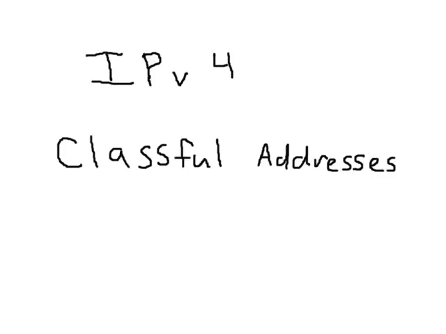All right, I'm going to talk about IP version 4 classful addresses. So in IP version 4, there are 5 classes. Now, not all the classes are used, but there are 5. The classes are A, B, C, D, and E.